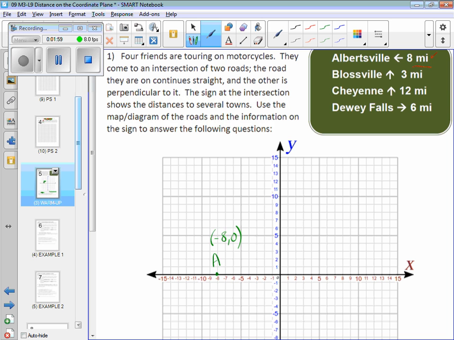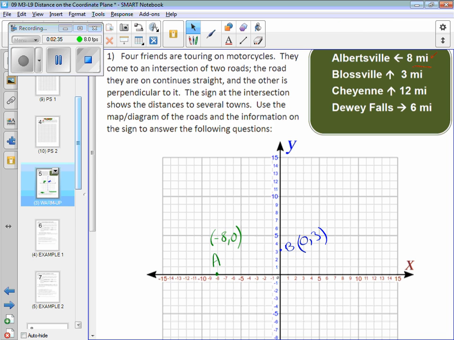All right, who wants to come up and do Blossville? Ken. Pick a different color. And conveniently, the towns all start with the letters A, B, C, and D. Letter B. And the ordered pair. Good. You remembered X is 0 and Y is 3.